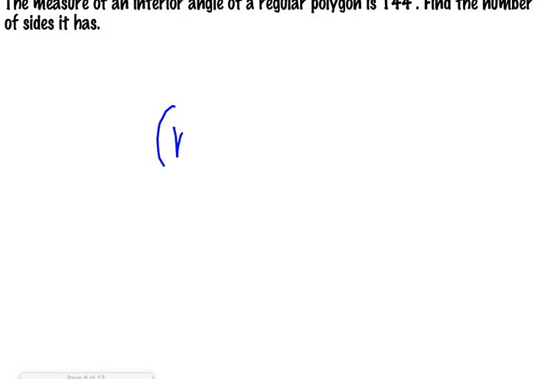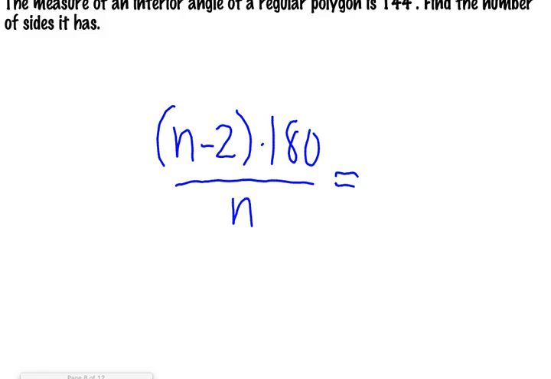So this time we're looking for n. And you just have to algebra your way out of it. So this is where we're starting: a regular polygon with an interior angle that measures 144. Well, what do you think? Now what?